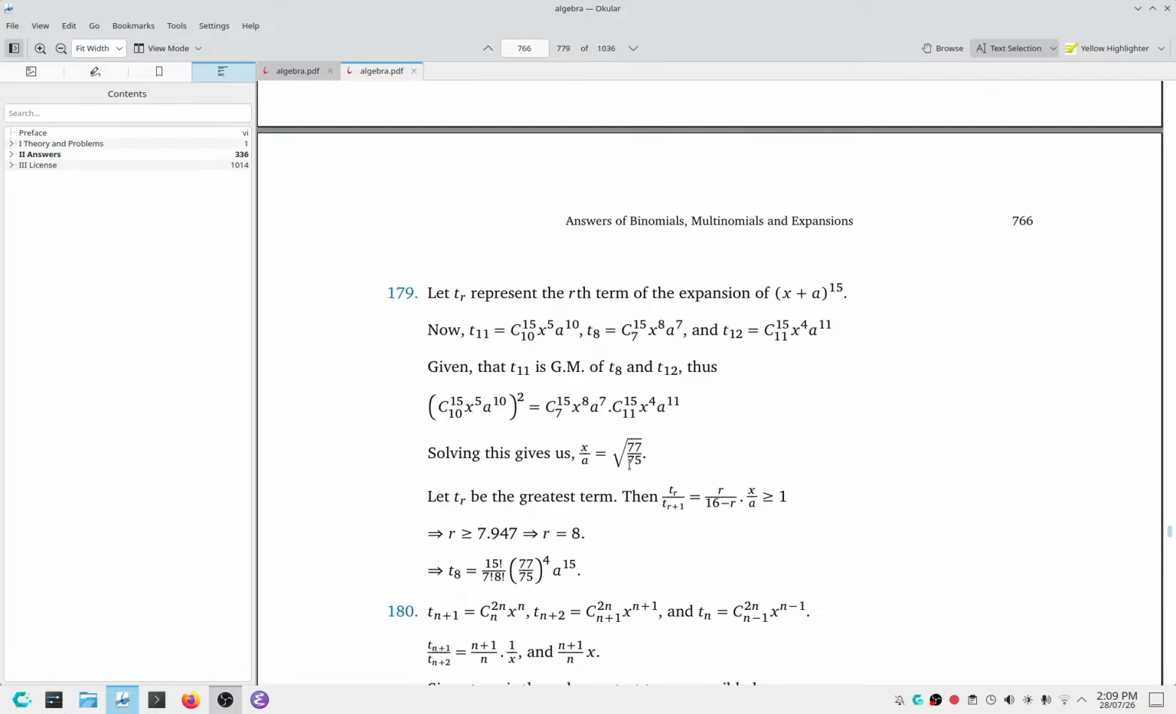Now Tr is the greatest term, so Tr/(Tr+1) = r/(16 - r) times x/a is greater than or equal to 1. So r will be greater than or equal to 7.947, that is r is equal to 8, which is calculated here.